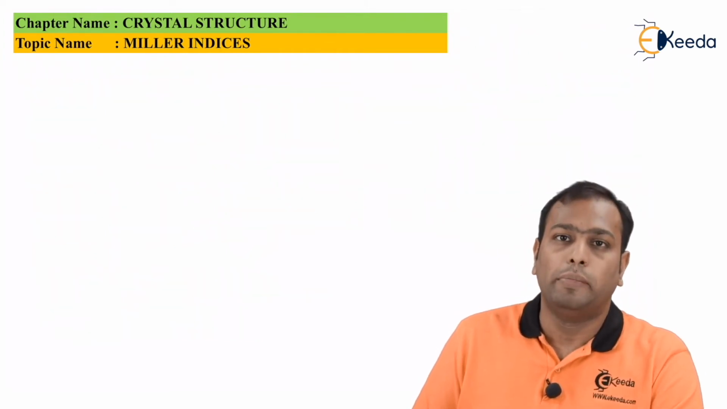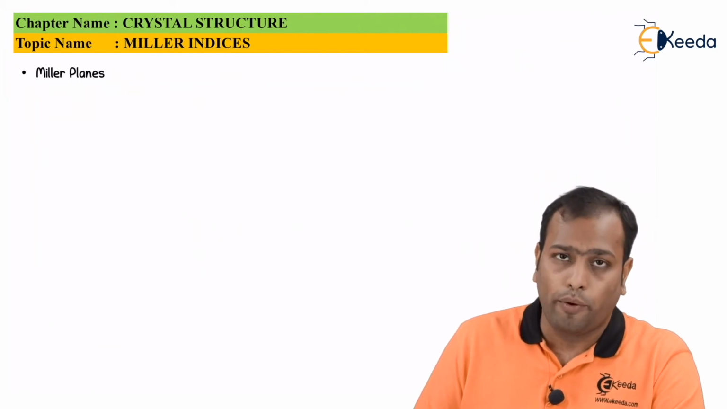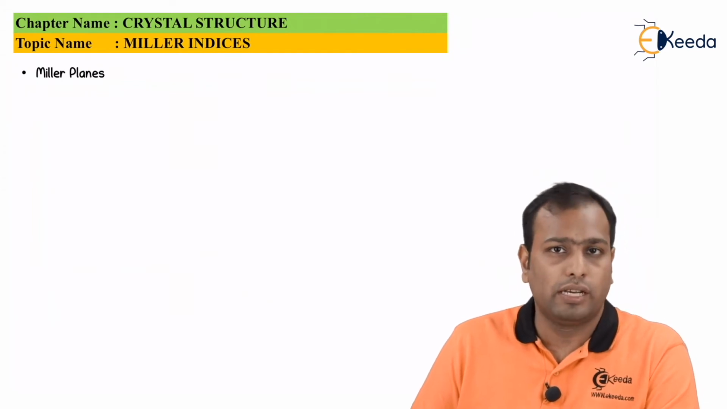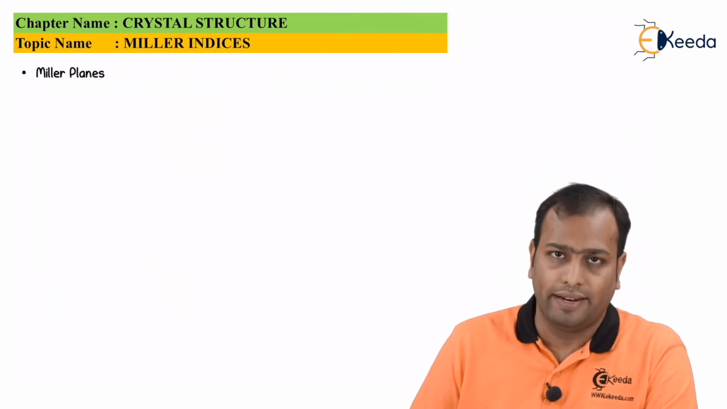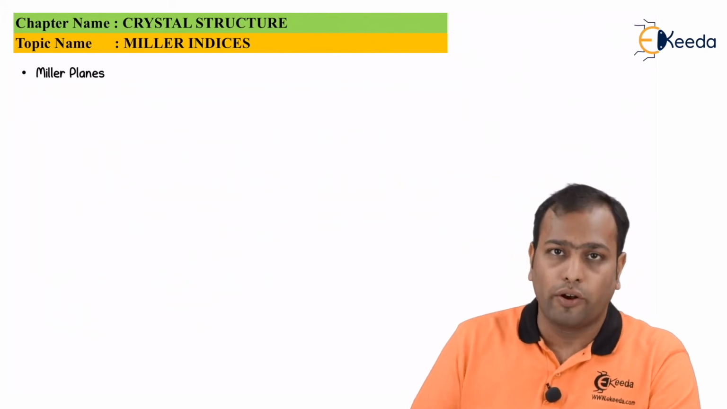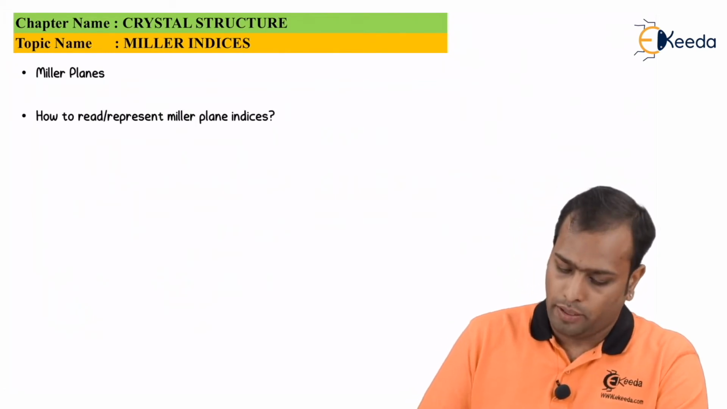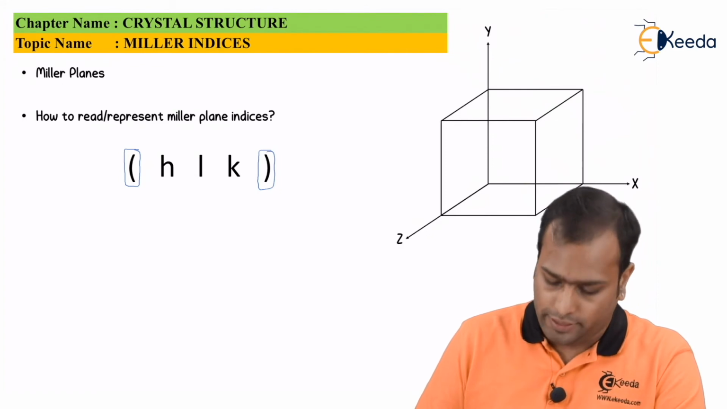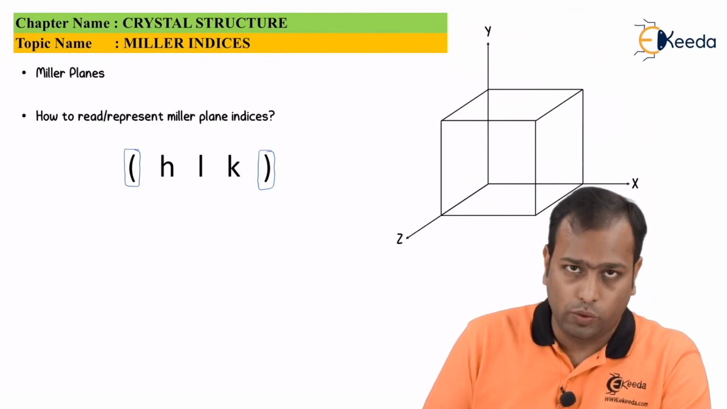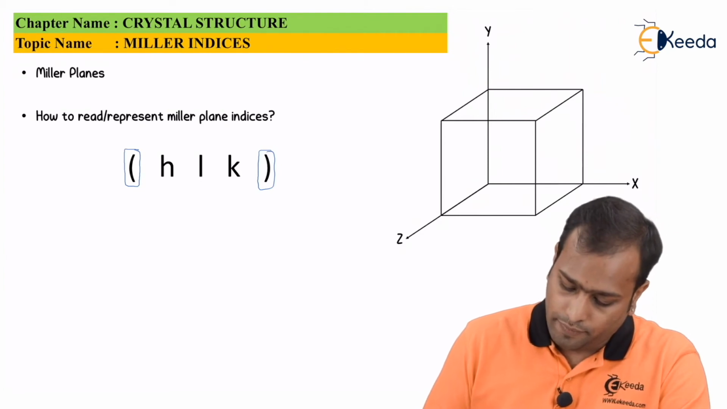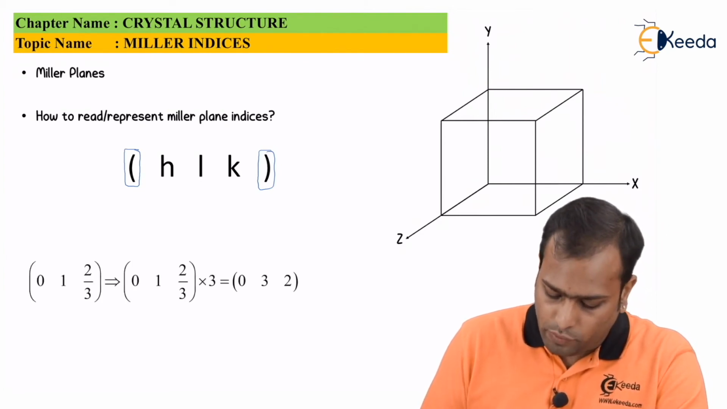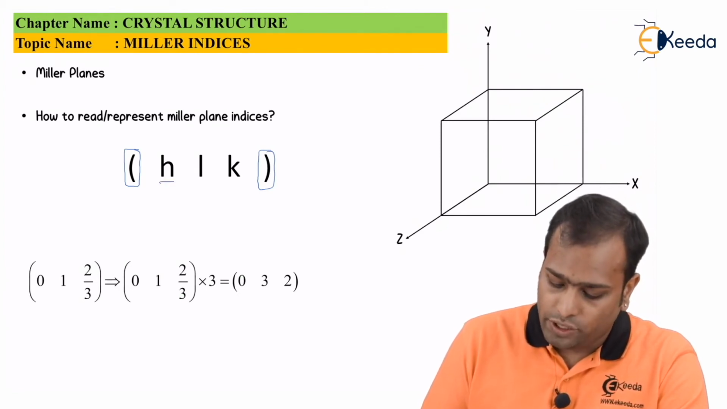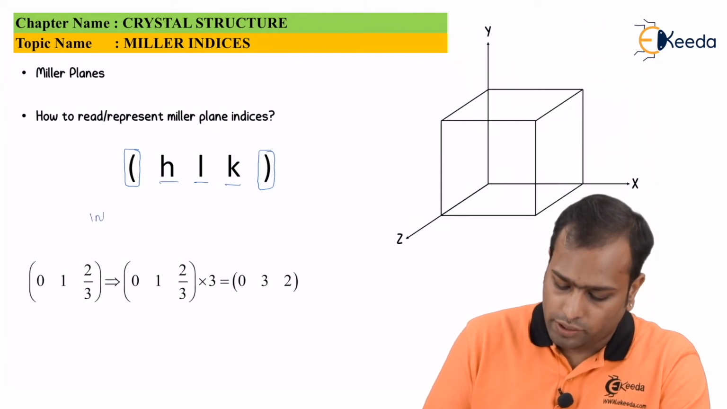Now, let's study Miller planes. Well, this concept is very important, and between Miller directions and Miller planes, you can say 80% of the focus in your syllabus is given to Miller planes rather than Miller directions. Now, we'll study how to recognize and how to read a Miller plane. So, as you can see, this is the unit cell. Miller planes are given in round brackets, unlike Miller directions, which are given in square brackets. Here also, for example, you have 0, 1 and 2 by 3. Of course, this 2 by 3 you need to rationalize because these h, k and l can only be integers.